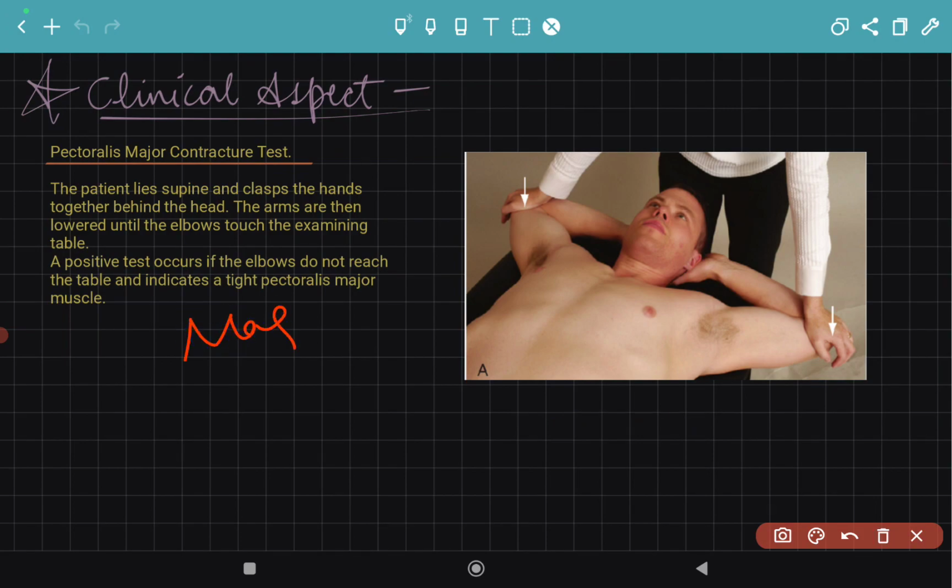You can refer to it in Magee's book for orthopedic physical assessment. So in this session we completed one muscle, the thoracohumeral muscle, which is pectoralis major.